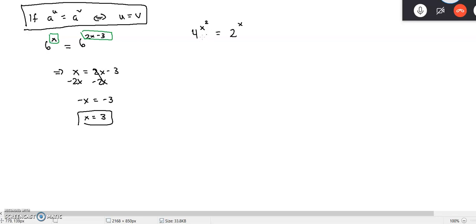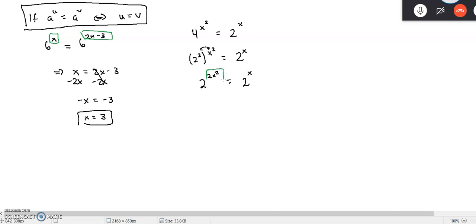So the first thing that I have to do is get the bases to match. I can rewrite 4 as 2 squared. I haven't changed anything. And then exponent rules tell me that I multiply the exponents in this case. So I get 2 to the 2x squared equals 2 to the x. So I use exponent rules to simplify this: I get them to the same base, and then I multiply the exponents.